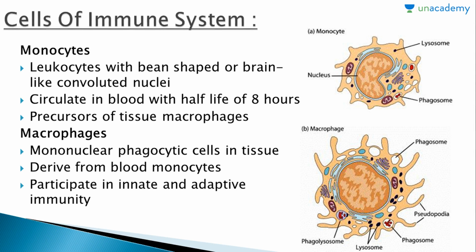Now the monocytes. Leukocytes with bean-shaped or brain-like convoluted nuclei are called monocytes. This is a diagram of monocytes. They circulate in blood with a half-life of about 8 hours only. They are the precursors of tissue macrophages. Okay, so you can refer to the diagram. They can have phagosome, lysosome, and nucleus.